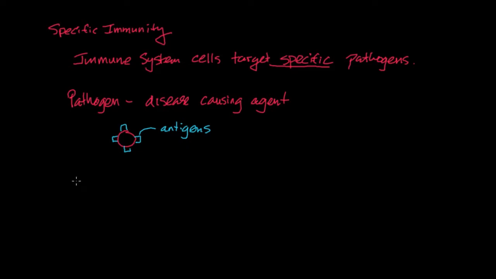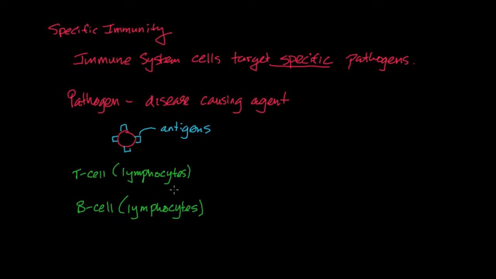So the two types of immune system cells that we're going to discuss are the T cell and the B cell, right? Which are also called lymphocytes. So you have a T lymphocyte and you have a B lymphocyte. Okay? And we'll talk more about these different types of cells in the next discussion.